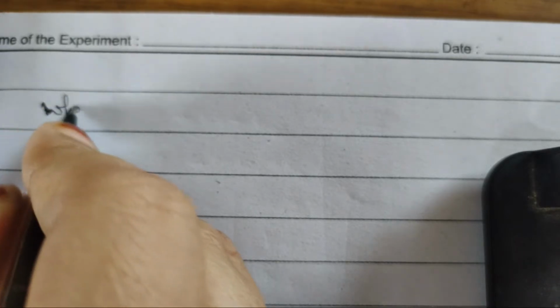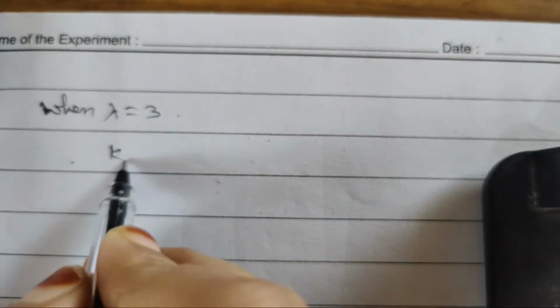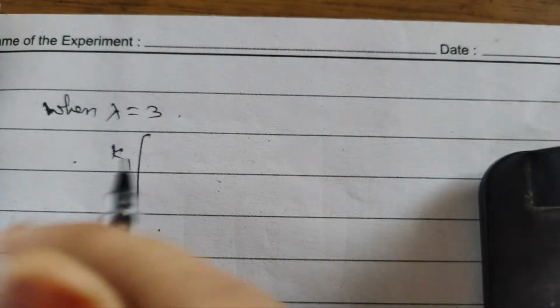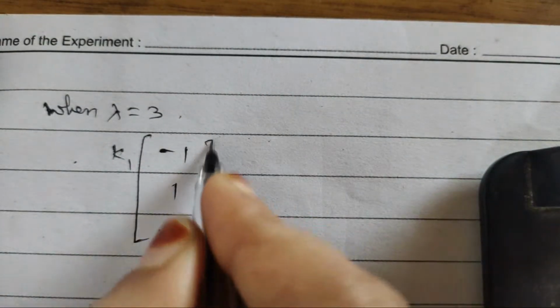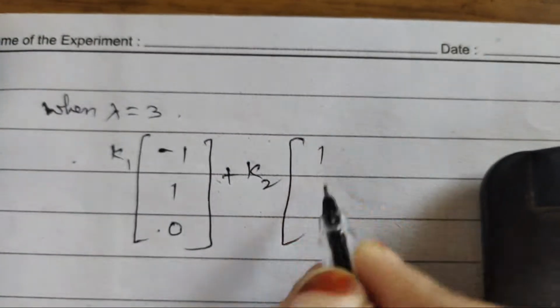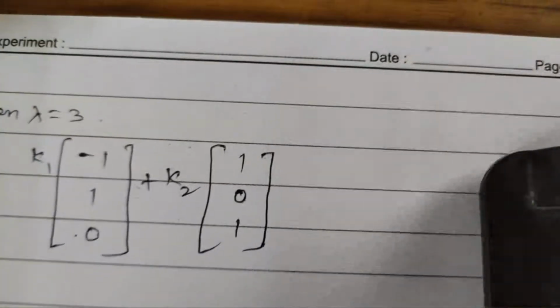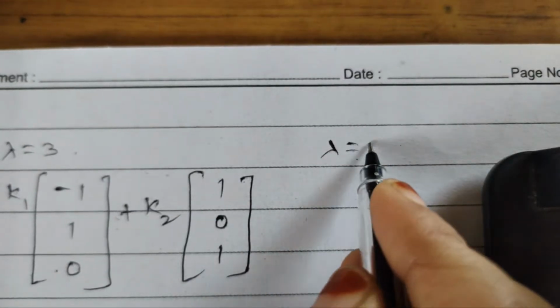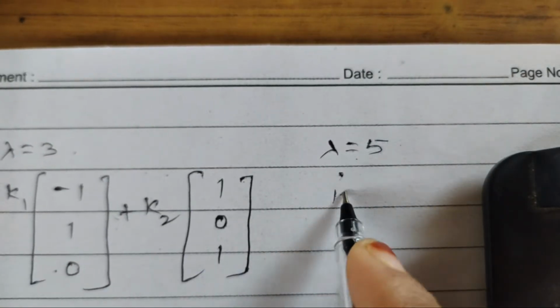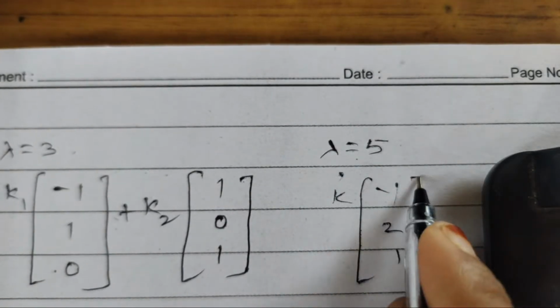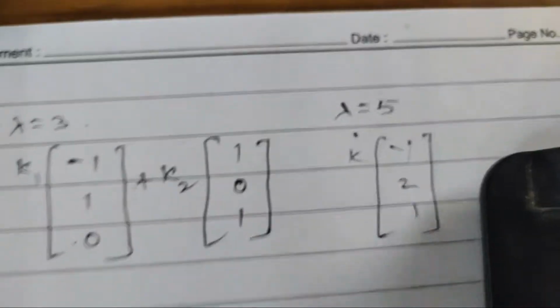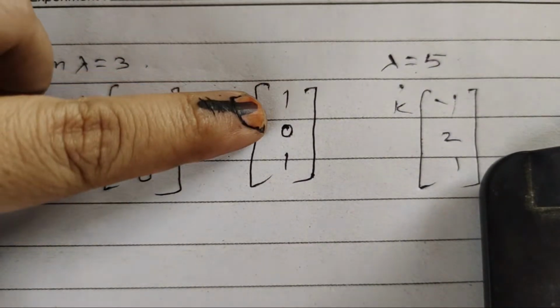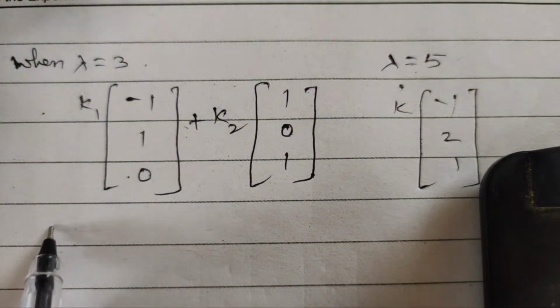Now the third step is to construct the model matrix. Whatever eigenvectors we got, for lambda equals 3 we got two cases: k1 times minus 1, 1, 0 plus k2 times 1, 0, 1, and for lambda equals 5 we got k times minus 1, 2, 1. With the help of these vectors we are going to construct the model matrix. This will be x1, this is x2 and this is x3.